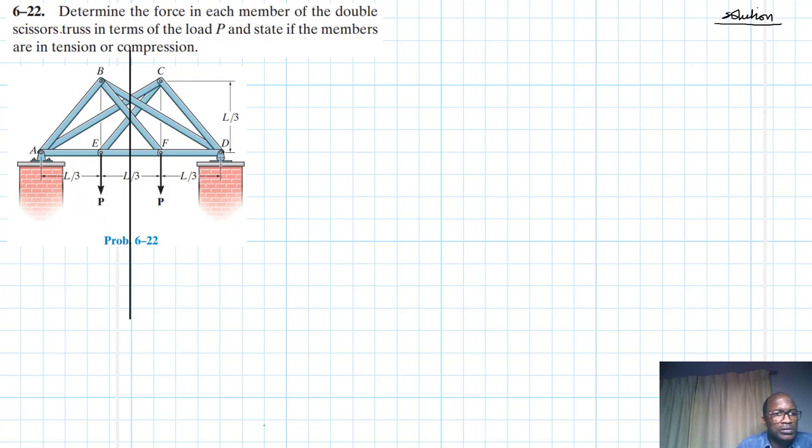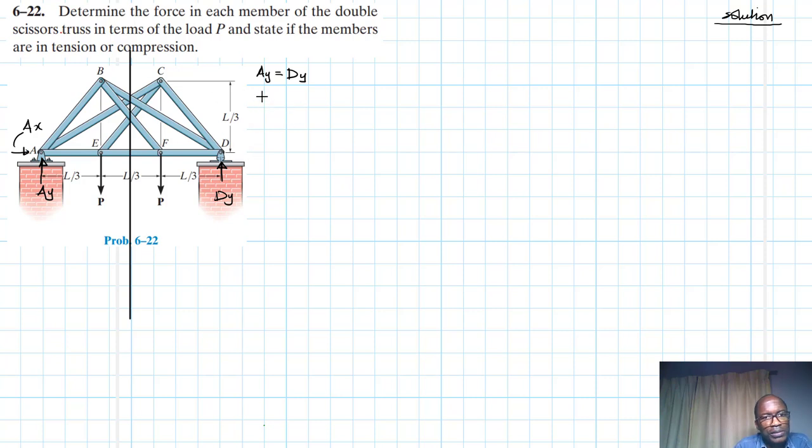we expect, if we are to write the support reactions, let's write a free body diagram. We have AY, we have AX, and then we have DY. Great. So we expect the support reactions in the vertical direction AY to be equal to DY, because of symmetry.